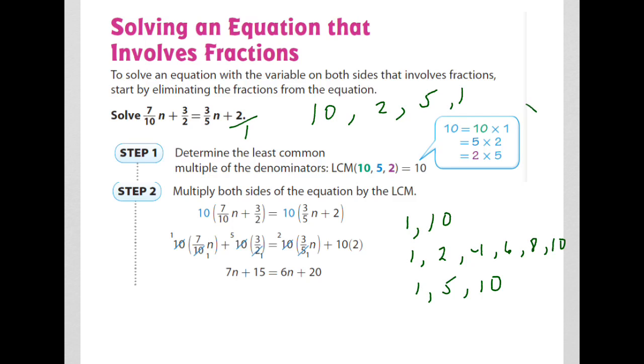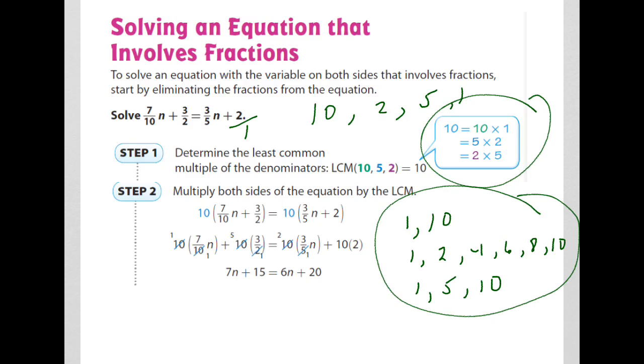They show us here in the little box how they came up with it, and here we are showing how we came up with it. We're pretty much getting the same thing. And step 2 says, let's multiply both sides of the equation by the least common multiple, or the least common denominator, which is 10.